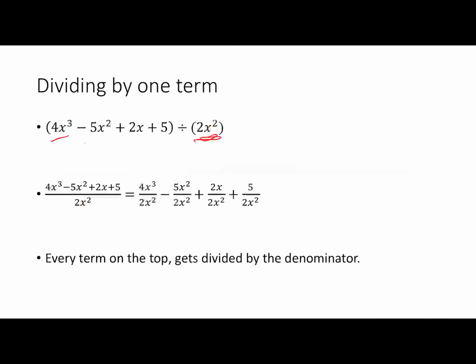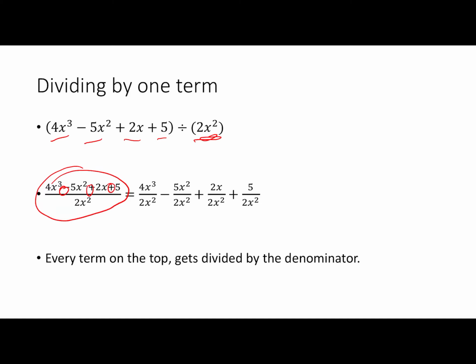So the 4x cubed, the minus 5x squared, the 2x, and 5. I rewrote it over here. So everything gets divided by 2x squared. Since everything gets divided by 2x squared, it's okay to separate this out. So we have 4x to the power of 3 divided by 2x squared, and then minus 5x squared divided by 2x squared, plus 2x divided by 2x squared, and then plus 5 divided by 2x squared. Basically I'm keeping the signs as they are right here.